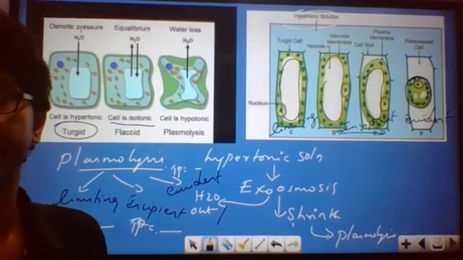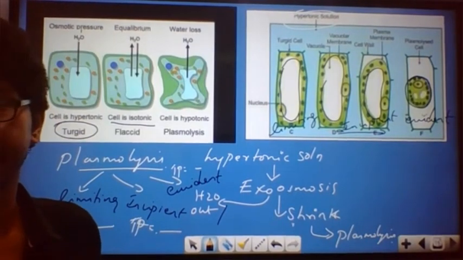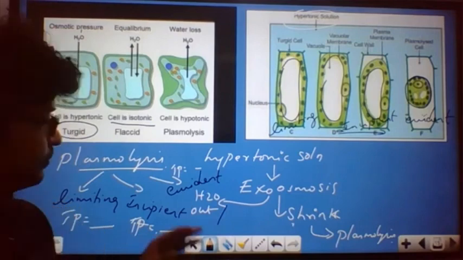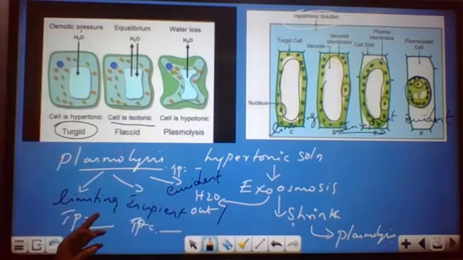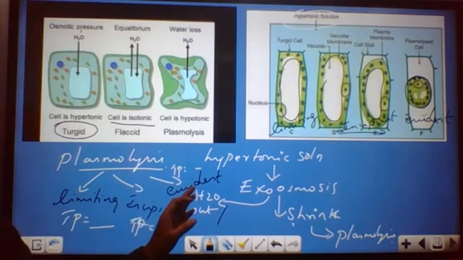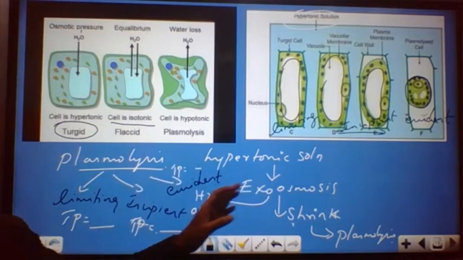Okay, guys. This is a process that you could see in the case of human beings also. Fine. So plasmolysis has three types, where you could see limiting, incipient, and also evident. There are three types of thing that you could see.